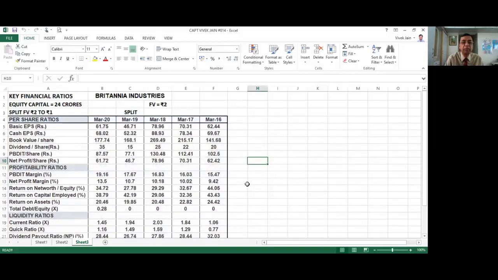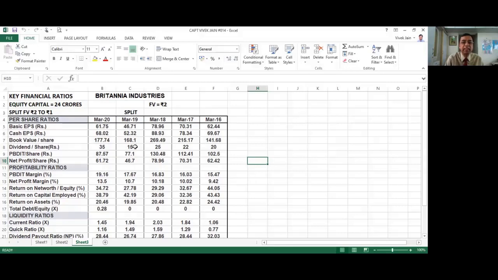We come to the third company. This is the market leader in the fast moving consumer goods section, FMCG as we call it. And it's a very popular, well known company, Britannia Industries. The face value is rupees 2. Equity capital is only 24 crores.